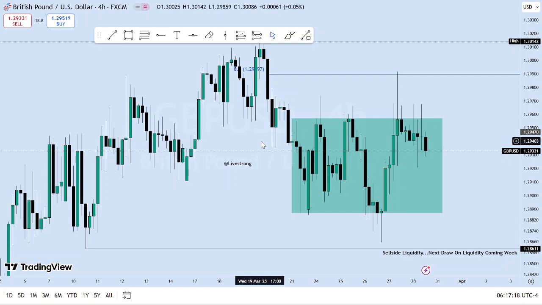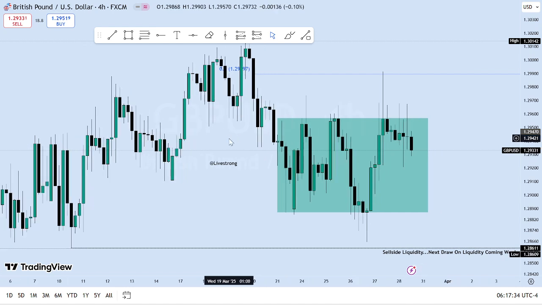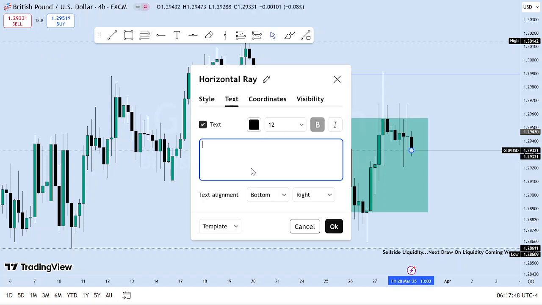So we are on British pounds USD on the 4 hour time frame. Looking at the chart, we could see on Friday, yesterday, in this weekly review. Friday being yesterday, that's the closing of price for the week, where the body closed. That's Friday close.